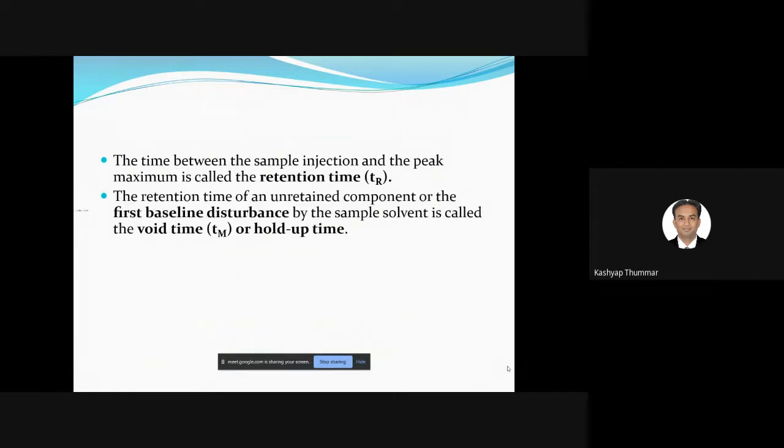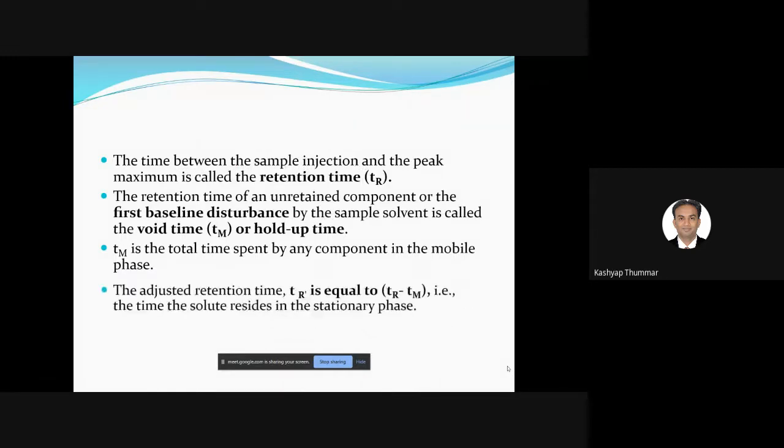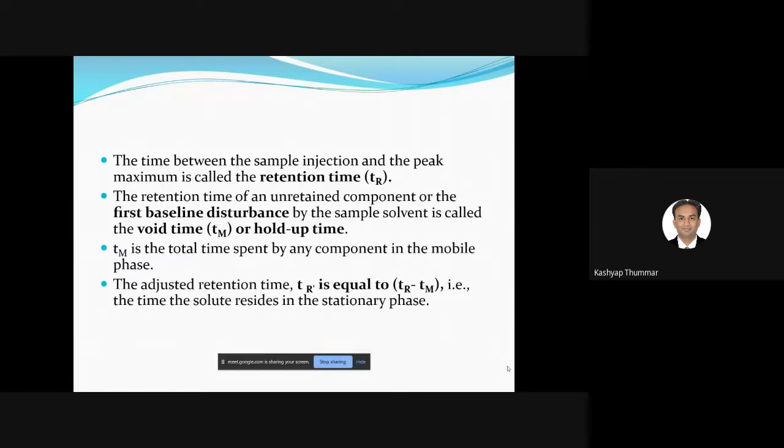We define it as TM: the retention time of an unretained component, or the first baseline disturbance by the sample solvent, is called the void time or hold up time. TM is the total time spent by any component in the mobile phase, and the adjusted retention time is equal to TR minus TM. So whatever the total retention time is, minus TM, the hold up time, gives the time the solute resides in the stationary phase.